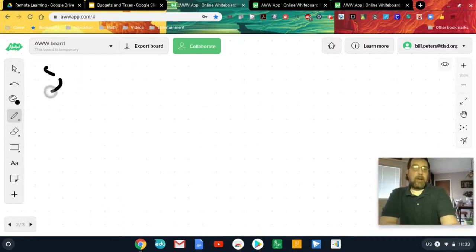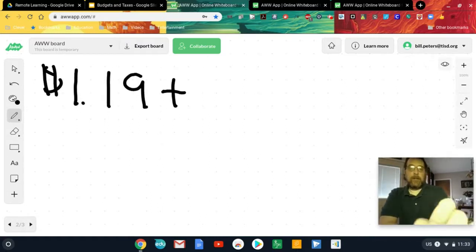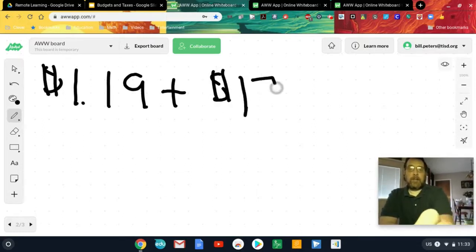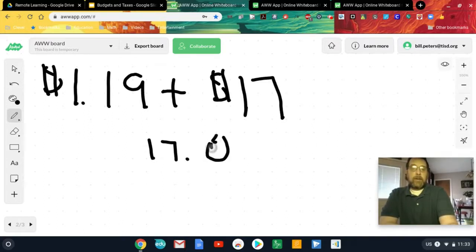So I have $1.19 plus $17. This will tell me how much I'm paying overall, including the tax. So I write $17 out as it's supposed to be, and then I put $1.19 below it.